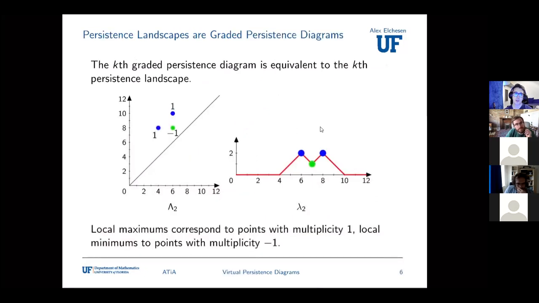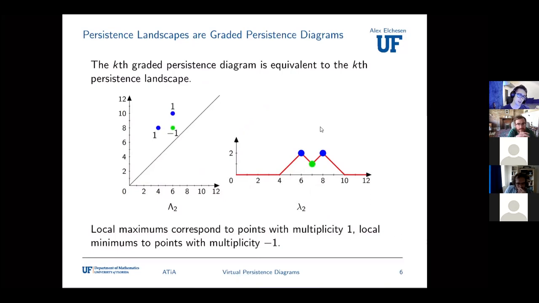And the really interesting thing is that these graded persistence diagrams are completely equivalent to the persistence landscape. The positive ones in the graded persistence diagram correspond to the local maximums of the landscape, and the negative one corresponds to the local minimum. So this is just another perspective on the persistence landscape, that you can obtain it by Möbius inversion. That's kind of cool.